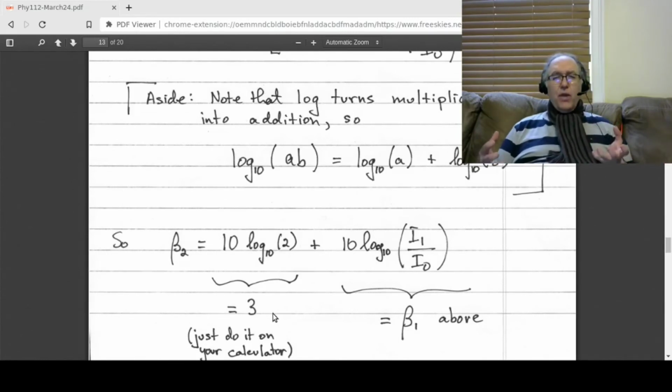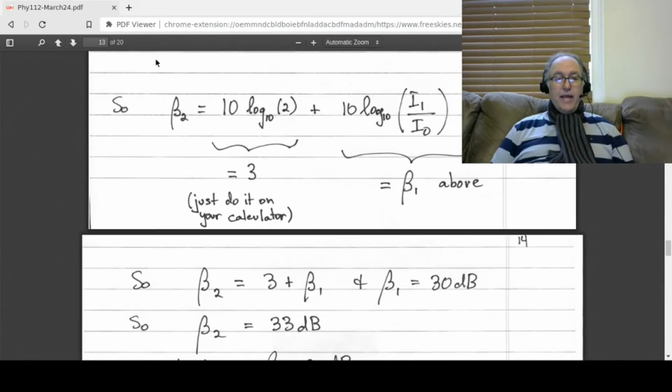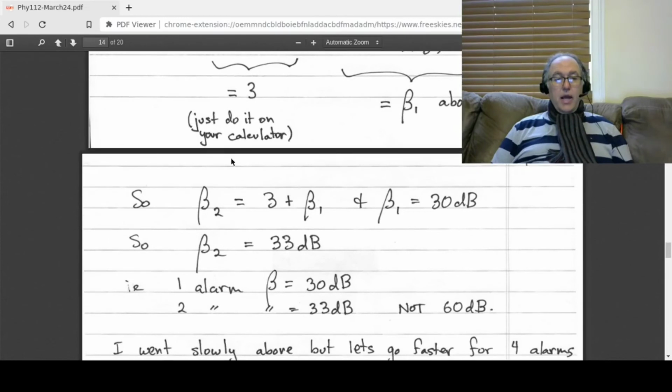And now, why are you adding 3? Well, because the multiplying by 2 was converted by the log into adding 3. Okay, and so your final answer is going to be 3 plus whatever beta 1 was, and beta 1 was 30, and so that tells you that it's 33 decibels. And so you get this really interesting and unexpected answer that one alarm has an intensity of 30 decibels, whereas two alarms has an intensity of 33 decibels, not the 60, which would have been making the mistake of treating a log scale like a linear scale.